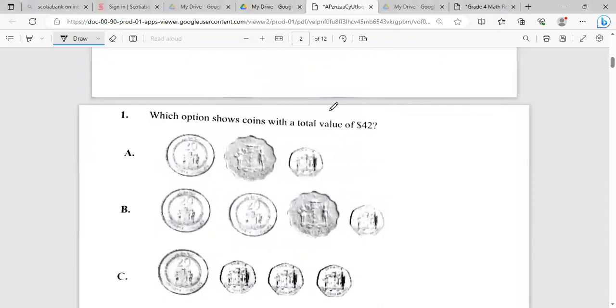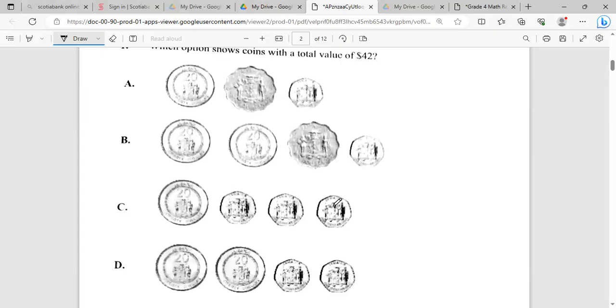All right. What options show coins with a total value of 42 cents? So this is 20 cent, 10 cent, and 1 cent. So it's not this. This one is 20 and 20, 40. It's a $10, so that no matter. So you look for that. C says 20, that's a 23. And here we have 20 and 20, 40 and 10 cent, 10, 1 each. So this would be D.